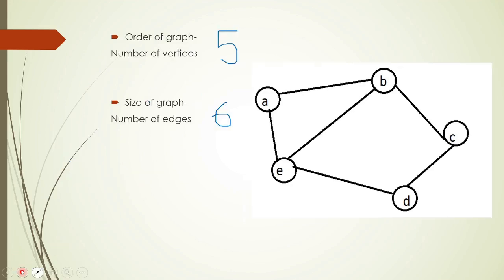The order of the graph is the number of vertices. I have 5 vertices, so the order is 5. I have 6 edges, so the number of edges will be the size, that is 6.